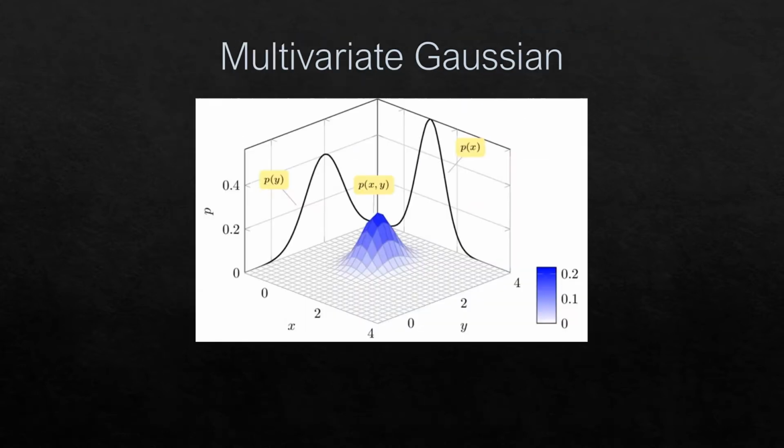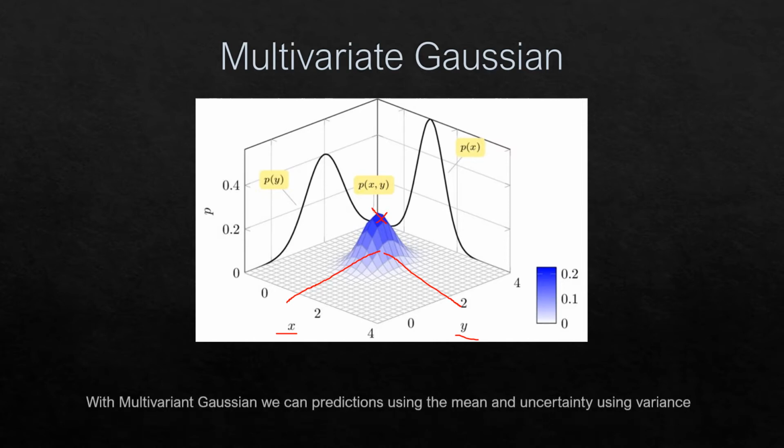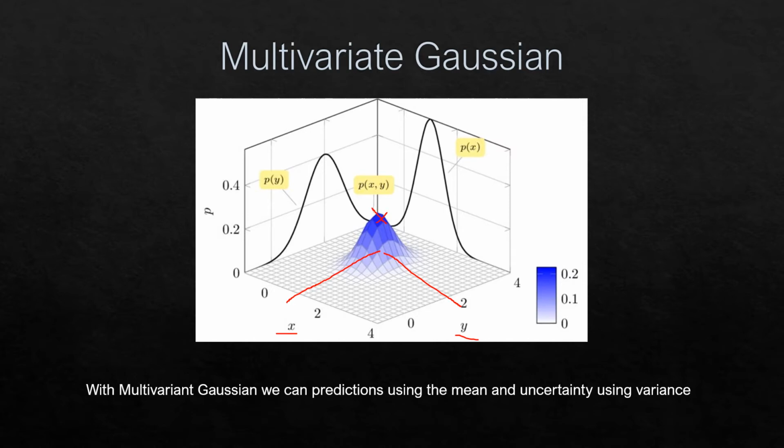Now, here's an example of a multivariate Gaussian, where we can see if we had an X here and a Y here, we would get our highest probability here. Now, speaking in terms of machine learning, these would just be features. So this would be feature one, feature two, and this will give you the probability of your class or whatever. Now, the beauty of this is that with a multivariate Gaussian, we can make predictions using the mean and we can get the uncertainty using the variance.